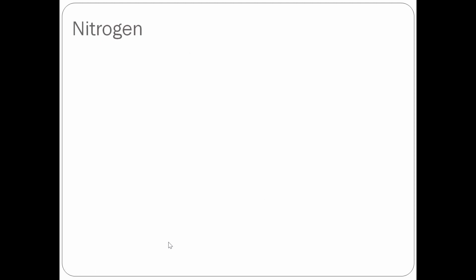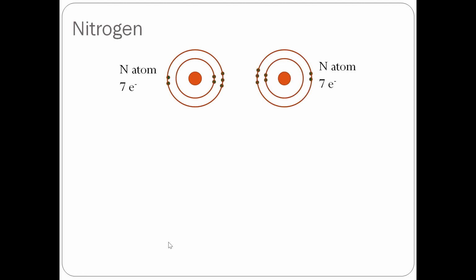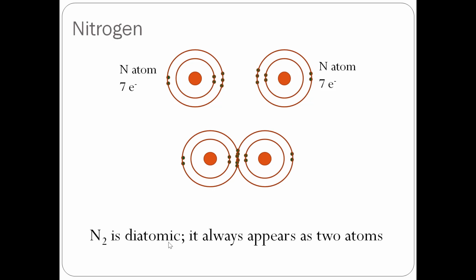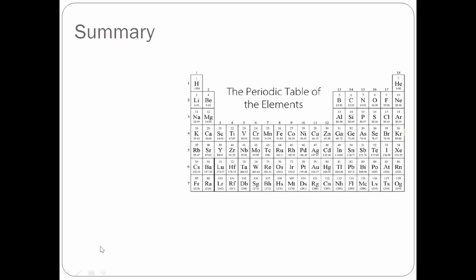Nitrogen is in the same category. We've got 5 valence electrons for nitrogen, 5 more on the second nitrogen. So they will share all of those in order to have a full octet, right? So they have a triple bond, and we always end up with an N2. It's always going to be a diatomic molecule. So once again, even though nitrogen is just an element, it always appears as a molecule with 2 atoms.